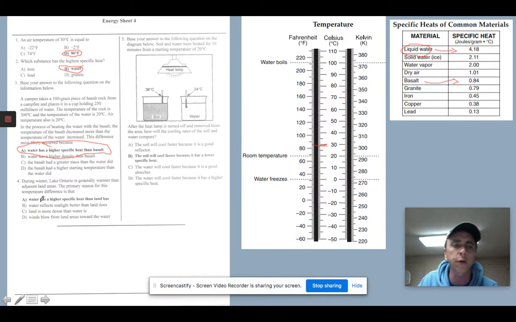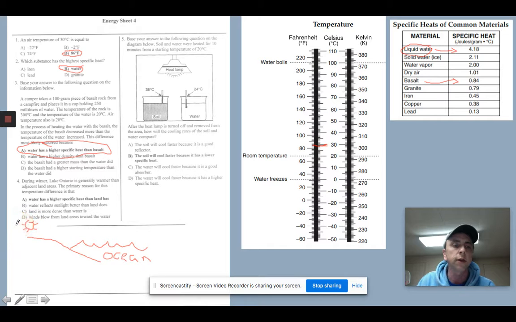Number 4, during winter, Lake Ontario is generally warmer than the land areas by it. What's the reason for it? I know I did this the other day, but here you go. Oh, wow. That's not bad. It's not bad for my computer animation. We'll make this an ocean or a lake. It doesn't really matter. It's a body of water. And on a sunny day, ooh, that's not great. Let's make a little sun here. Let's see what I can do with that. Wow, this is not easy.